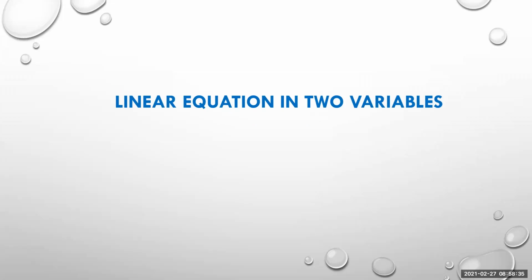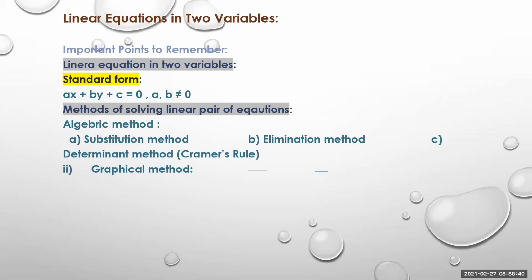First, from the linear equation in two variables. These are the important topics to remember for linear equation in two variables. This we have also already done. The first and most important point is the standard form, that is ax plus by plus c equals 0, where a and b are not equal to 0. So this is the standard form. What is meant by linear equation? You get a very quick idea, because questions are asked on this.